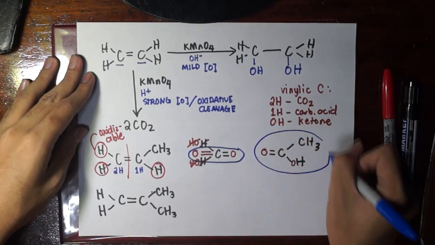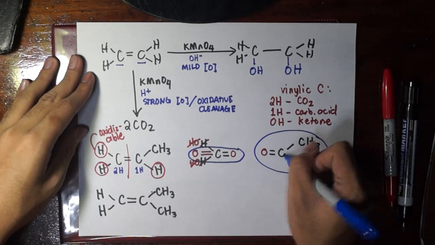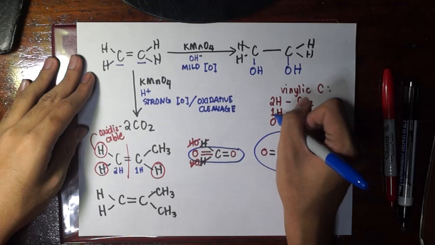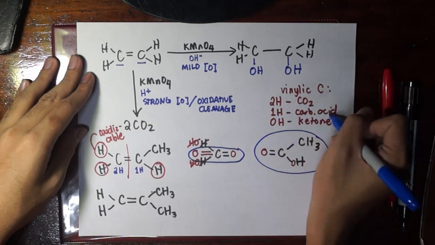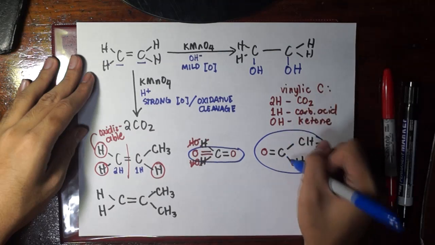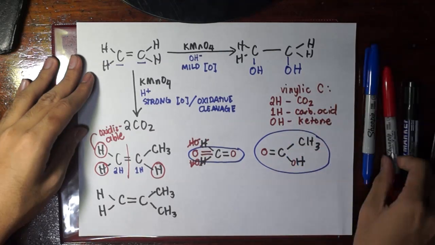This is a carboxylic acid. This came from this one, which is this rule, right? So we are correct. From a half with one hydrogen, we are able to yield a carboxylic acid. In this case, acetic acid.